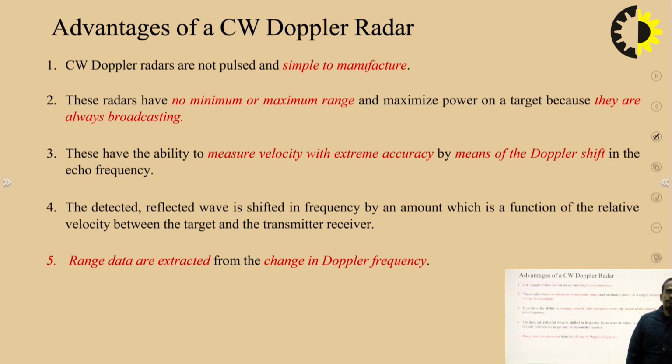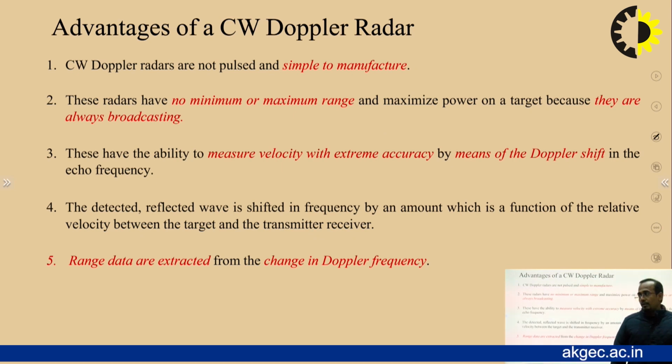And maximize power on a target because they are always broadcasting. These have the ability to measure velocity with extreme accuracy by means of the Doppler shift in the echo frequency. The detected reflected wave is shifted in frequency by an amount which is a function of the relative velocity between the target and the transmitter receiver. The range data are extracted from the change in Doppler frequency.